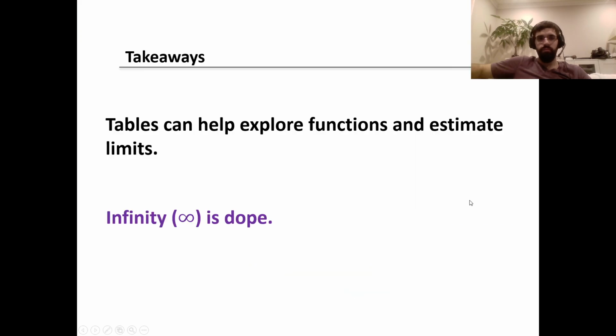Takeaways for this lesson. We can use tables to explore functions and estimate limits, but do keep in mind this is only an estimate. In the next lesson, we'll get to more concrete evaluations of limits. And also, we know that infinity is pretty cool.